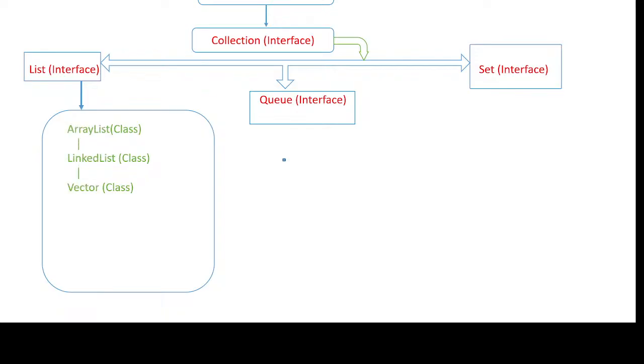Array list, linked list and vector. These are all the implementation classes for the list. List is one interface; its implementation classes are array list, linked list and vector. Array list also implements the queue and dequeue, and vector is the legacy class. Vector implements one more class, stack.